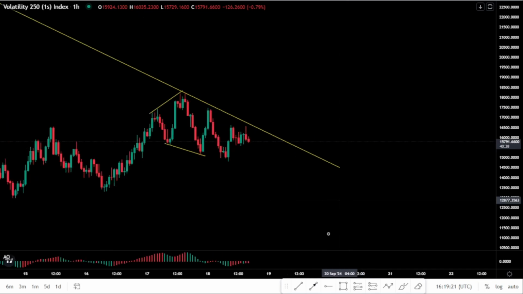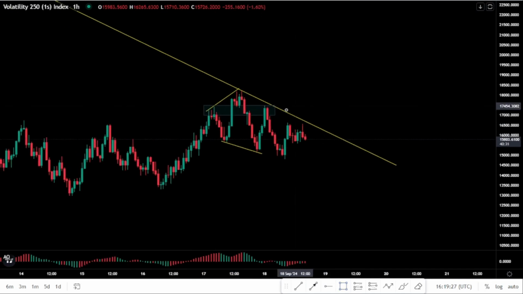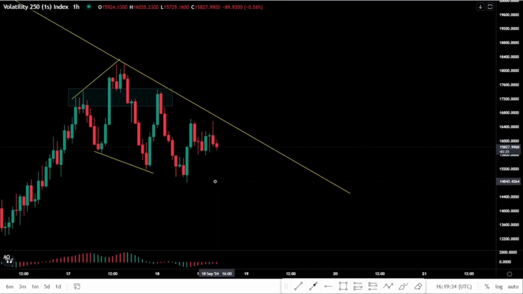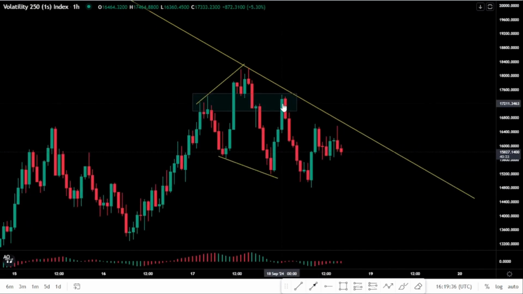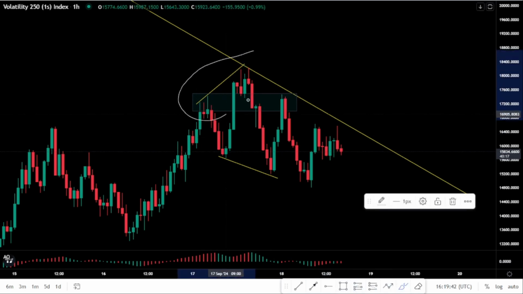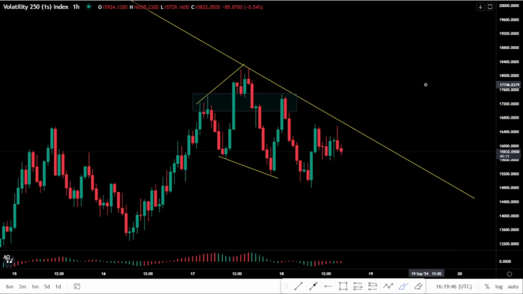Then what happened here is, at this level over here, this is where we are looking for the market to come and tap this level. Then we enter our sell. But before we do that, we want to look and see if at this particular level, the market gave us a divergence.